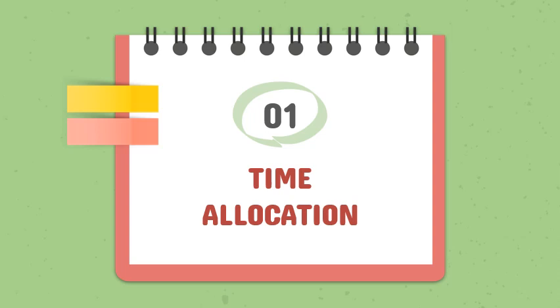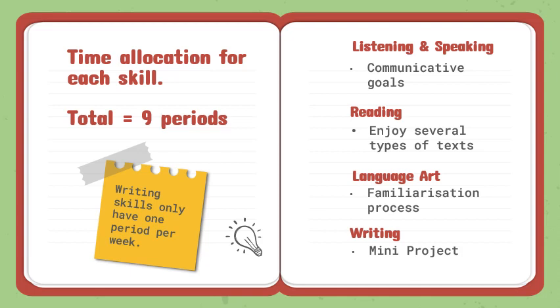There were several aspects to consider while constructing the SOW, and the first aspect is the time allocation for the English lesson in my school. As for my school, 9 periods of English lessons are allocated per week. So if we divide the 9 periods by 5 skills, each skill supposedly gets 2 periods, except for one, and I have decided to give writing only 1 period per week. In comparison, the other 4 skills, which are listening and speaking, reading, and also language art, got 2 periods of lesson per week.